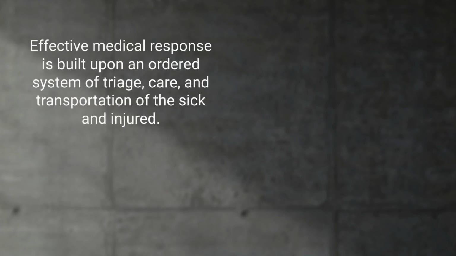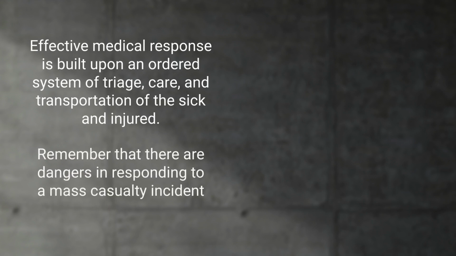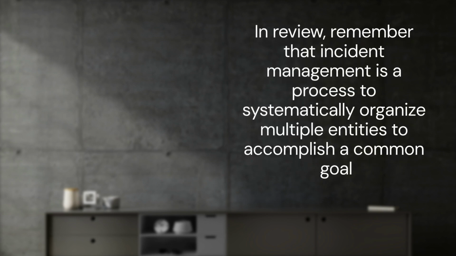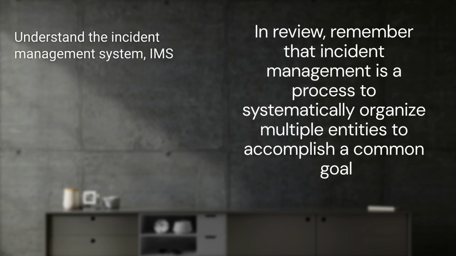Effective medical response is built upon an ordered system of triage, care, and transportation of the sick and injured. Remember that there are dangers in responding to a mass casualty incident, so scene safety and size up are of great importance. Identifying the mechanism of injury will guide you in evaluating the injuries you might expect to find at an incident. When patient numbers overwhelm the resources needed to care for them, a multi-casualty ICS should be started to organize efforts. In review, remember that incident management is a process to systematically organize multiple entities to accomplish a common goal. Understanding the incident management system will help you function in a high-stress environment.